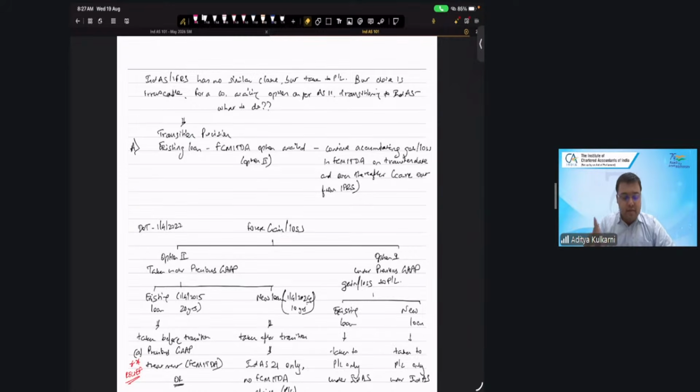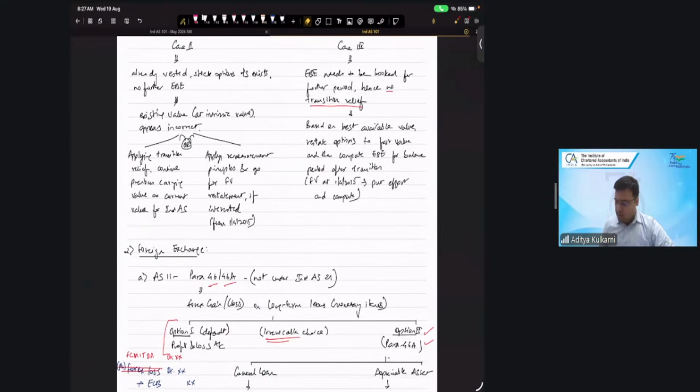Now understand carefully. This choice was irrevocable. Who gave this choice? The Ministry of Corporate Affairs gave this choice by amending the accounting standard. Who brought in the Ind AS? The Ministry of Corporate Affairs only. So around 4-5 years before Ind AS became operational, in 2011, they gave this option, and they said it is irrevocable.